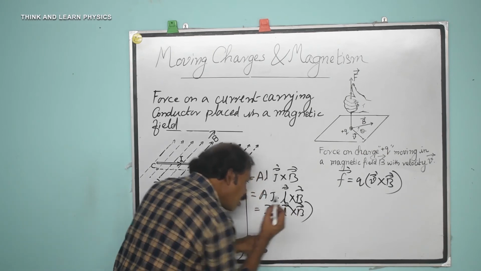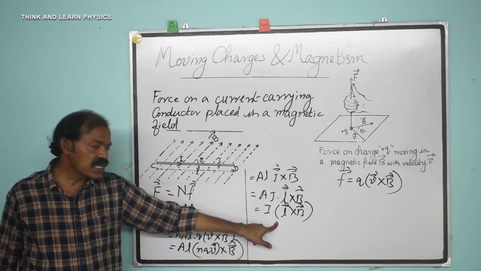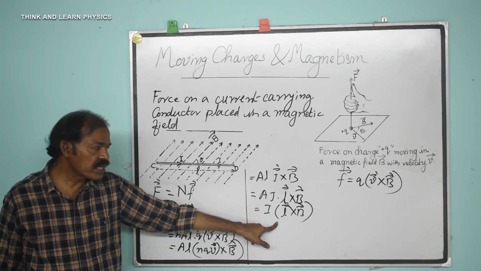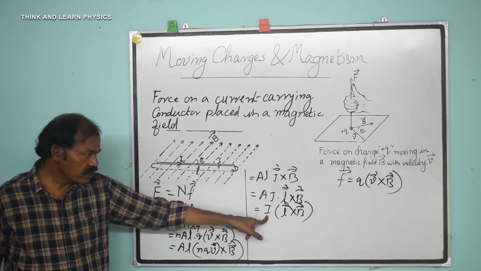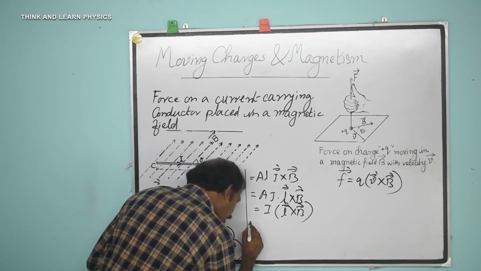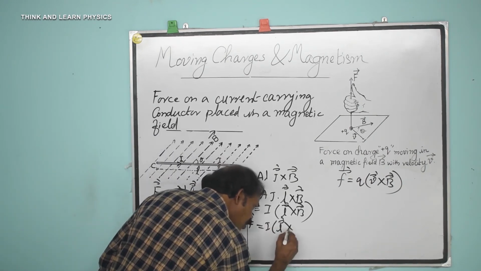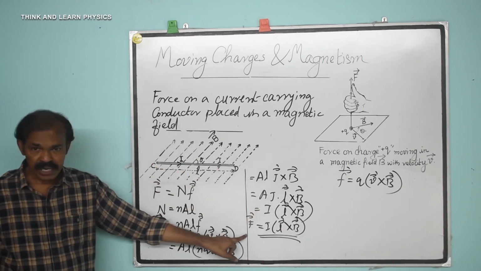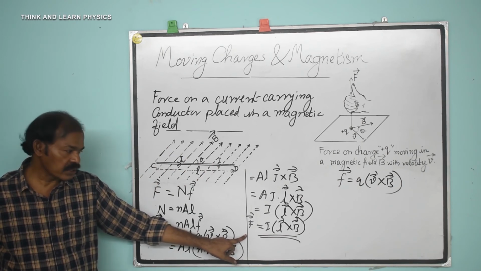So this is the force acting on a conductor of length L placed at an angle with the direction of a uniform magnetic field B vector. I is the current flowing through the conductor. This is the expression for the force. We have F vector equals I into L vector cross B vector as the expression for the force acting on a conductor.